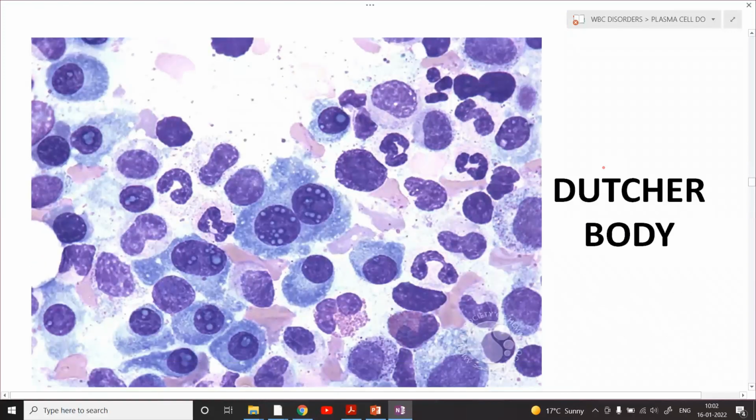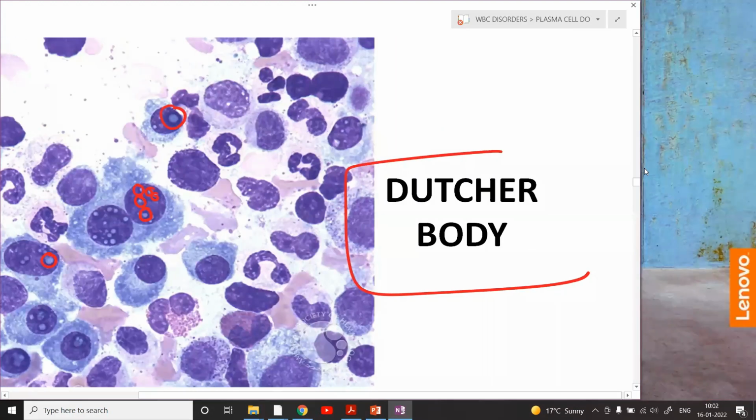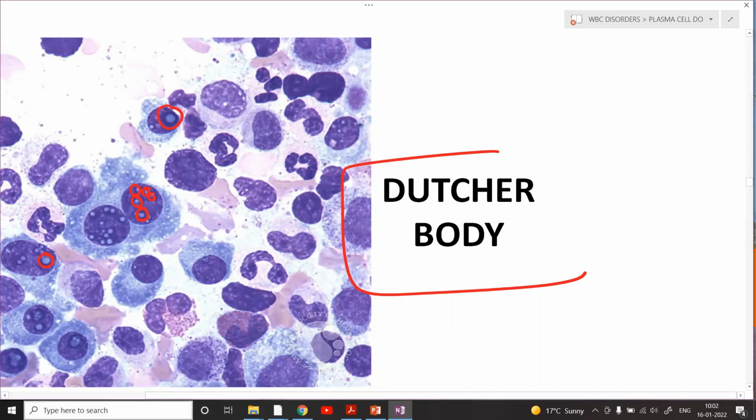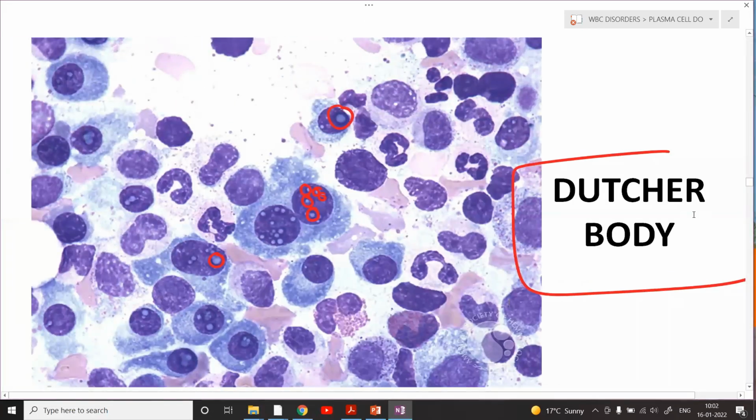Now, if these inclusions are present inside the nucleus, that is, intranuclear accumulation of these antibodies, they are called Dutcher bodies. Okay, both of them are important MCQs. These are called Dutcher bodies. Okay, clear to everyone? Just wait one second. Okay, these are called Dutcher bodies.